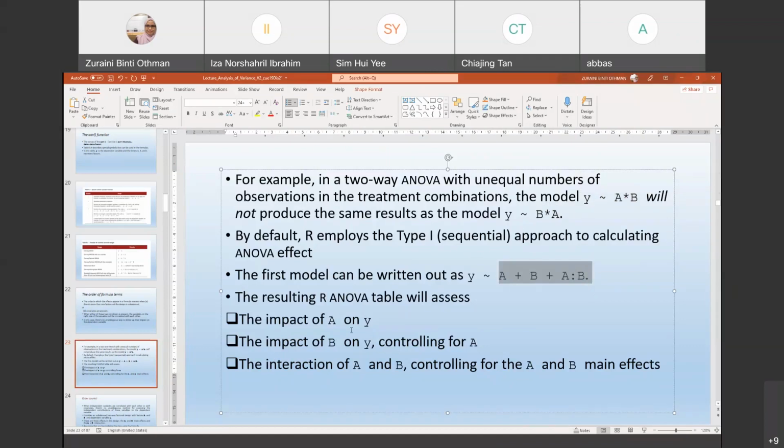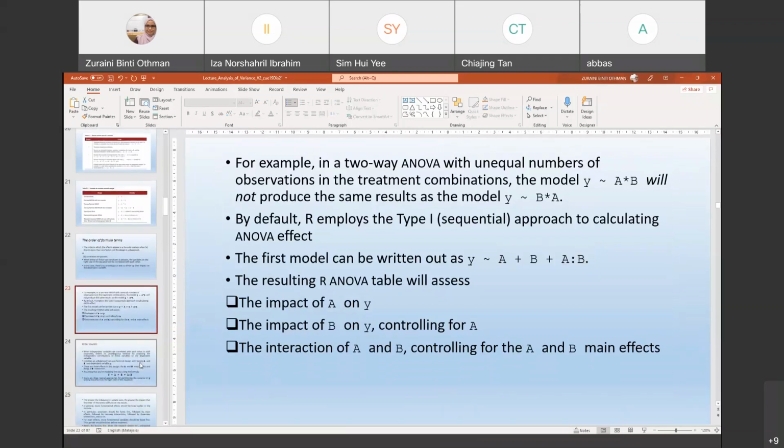The first model can be written out as this. The result of our Anova table will assess the impact of A on Y, the impact of B on Y controlling for A, then the interaction between A and B, controlling for A and B as main effects. So from this model, these are the three impacts that we want to know by the Anova. If we put the formula like this, the R result in the Anova table will assess these three impacts. So far so good?